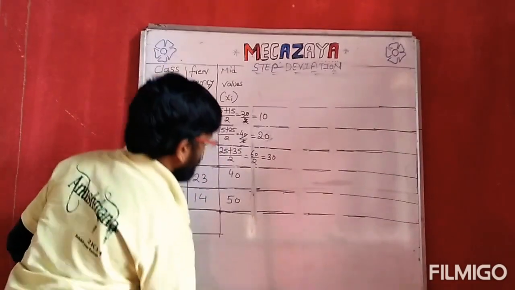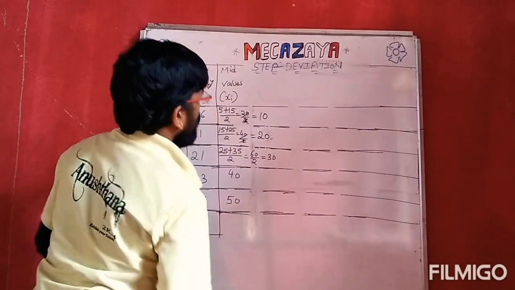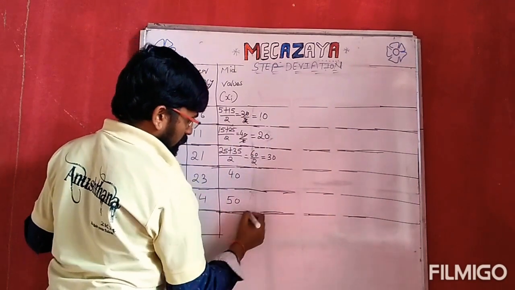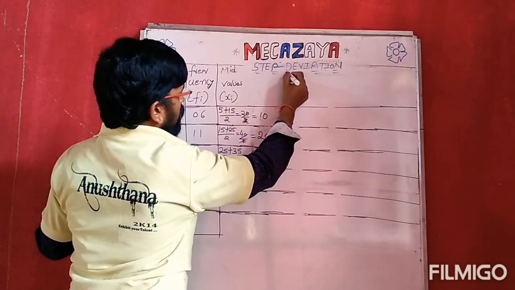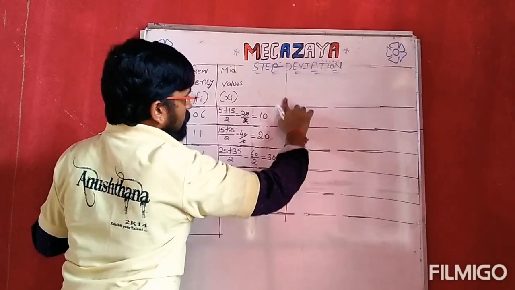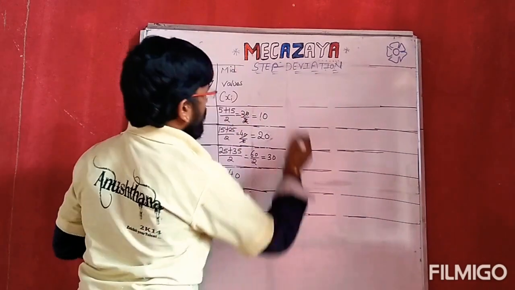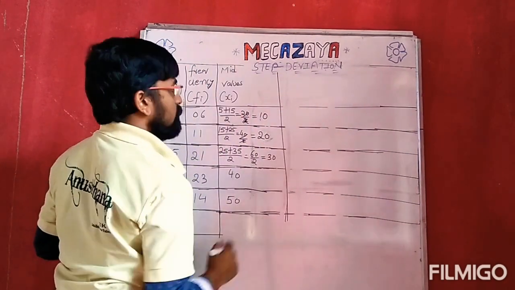Now let us take. Now these are the mid values. Mid values till here. Let us take here. Till here it will be mid values. Take this as mid values. Up to here is mid values.